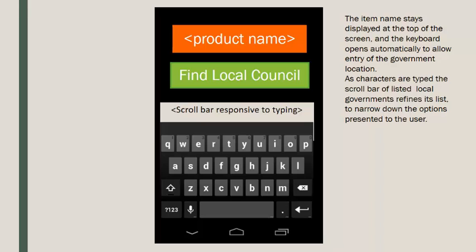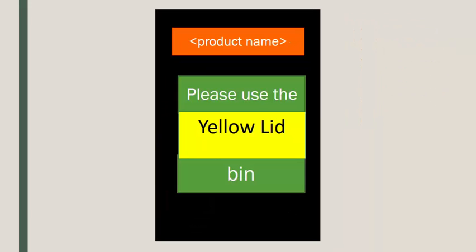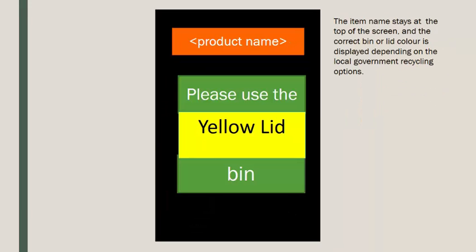And on this page, we will find our local council by having a drop-down menu that restricts the values as the user types in their council name. The last screen is pretty self-explanatory. The product name will stay at the top, and then the final bin colour will be displayed in a box in the middle of the screen.